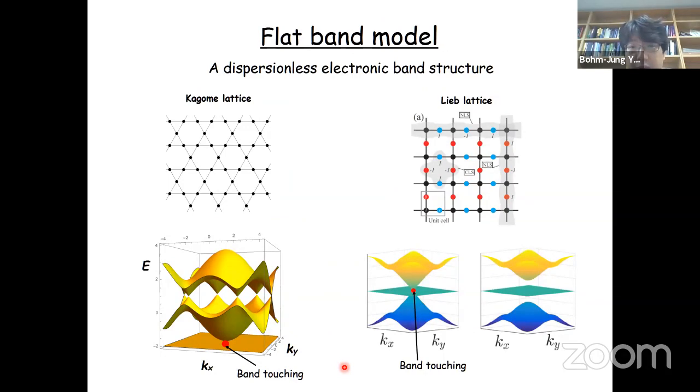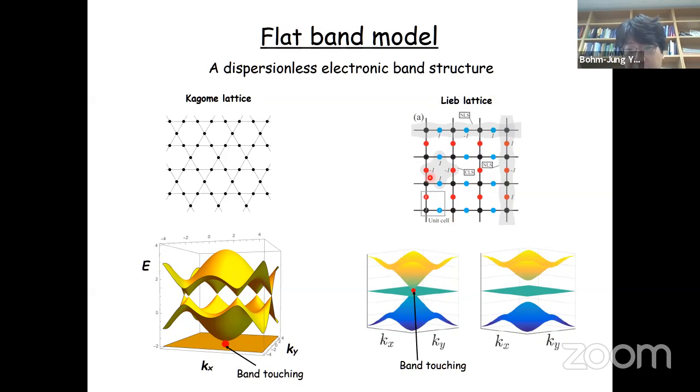Let me first explain what a flat band is. A flat band is a dispersionless electronic band structure, which appears in many lattice Hamiltonians. For instance, this is the Kagome lattice. If we consider nearest neighbor hopping, we obtain this band structure. Here we see the flat band. One interesting property of this system is that the flat band touches another parabolic band at the gamma point.